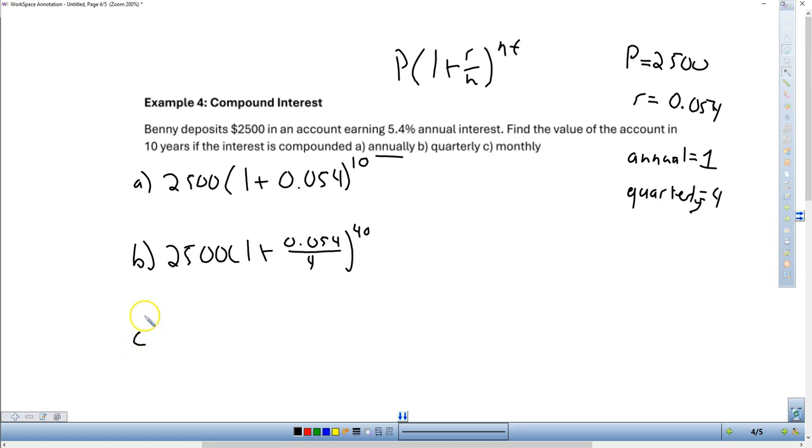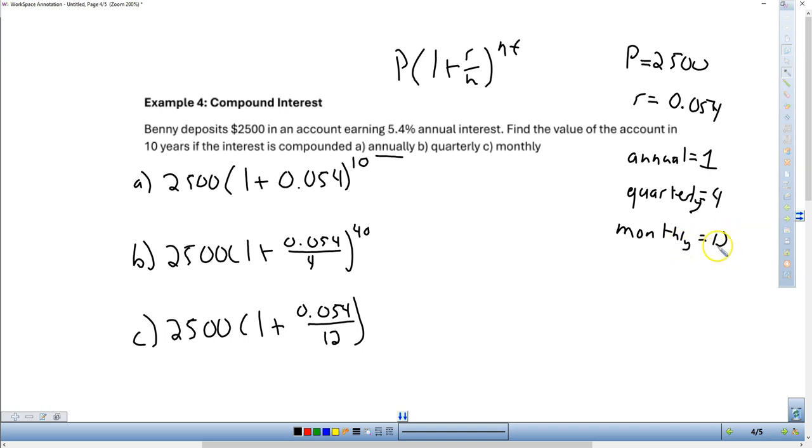And for C, let's go ahead and do the same thing. We're going to do 2,500 times 1 plus 0.054. And we're going to divide that by, you can probably already guess, 12. Because now we, of course, are doing monthly, which means we need to have 12 as our number of compounds. And again, simple math, 10 times 12, 120.